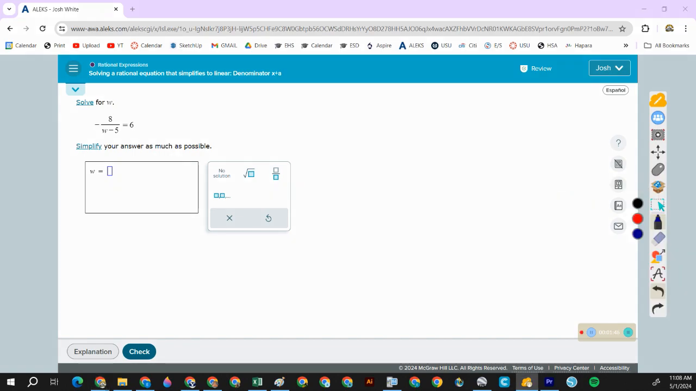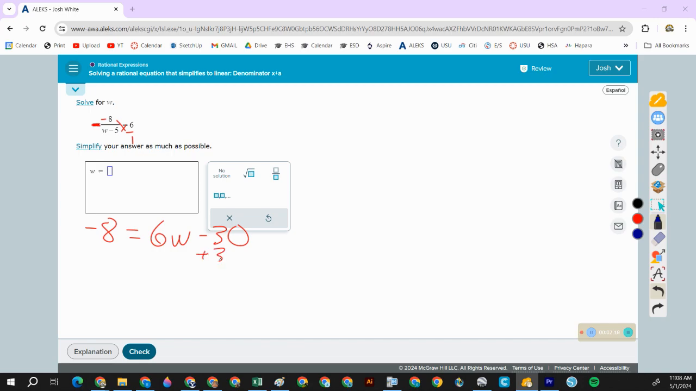I can do the same thing here. I have a fraction equals a fraction. I need to decide where to put that negative, though. If I'm going to cross multiply, I would just put it on top. If you put it on bottom, then you would have negative w plus 5. So we cross multiply. Negative 8 is equal to 6w minus 30.